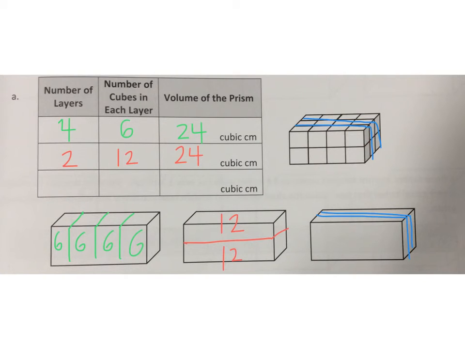Do you guys see that? Front one, middle one, and back one. So I can put on my chart that there's 3 layers. How many are in the front layer? 8. Okay. How many are in the middle layer? 8. Okay, and I can show that over here. How many are in the back layer? 8. So there's 8 cubes in each layer. So how many cubes are there all together? 24. What's the volume of the prism? 24 cubic centimeters.